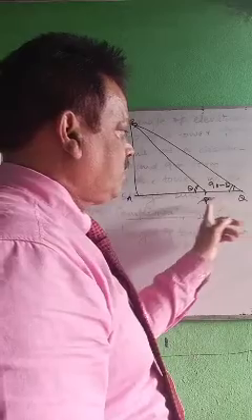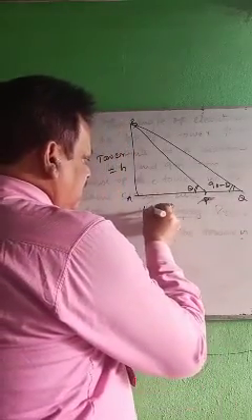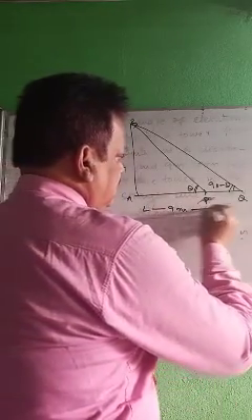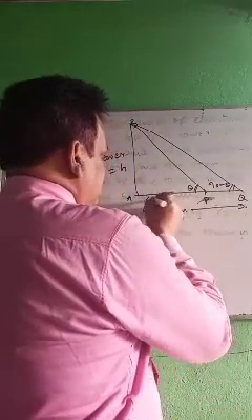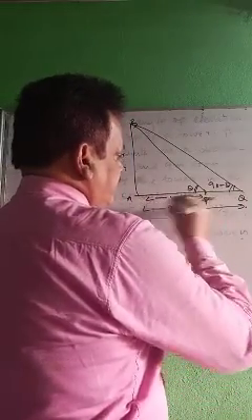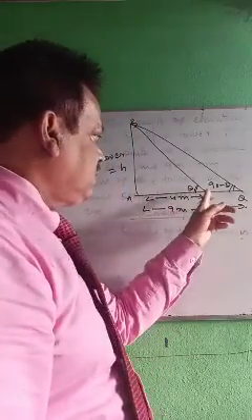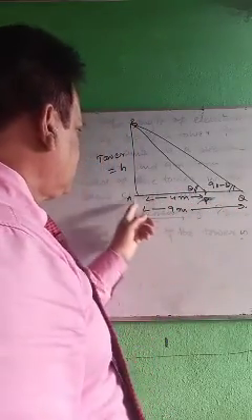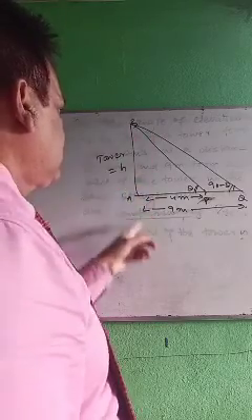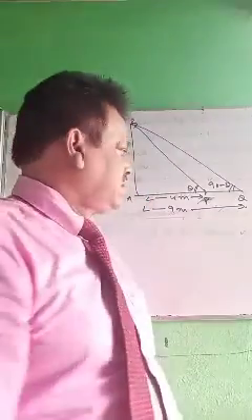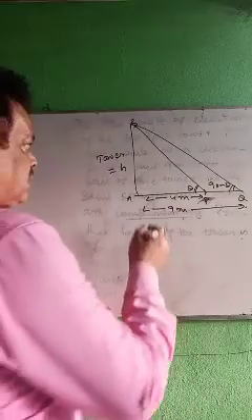So where are these 2 points? Now at a distance of 9 meter, this is 9 meter, this is 4 meter. This point is 9 meter from here, this point is 4 meter from here. So you have to prove height of the tower is 6 meter. Okay, look at here.